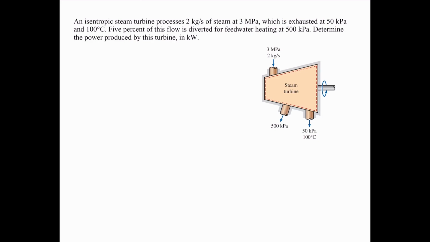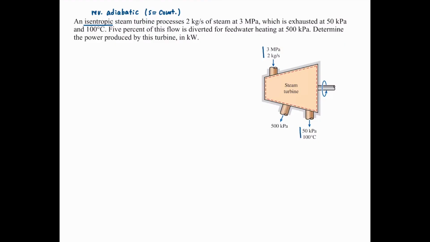An isentropic steam turbine processes 2 kg per second of steam at 3 megapascal. So the keyword here is the isentropic process in the steam turbine, which means a reversible adiabatic process where entropy remains constant during the process. And the inlet to the turbine is given. The steam is exhausted at 50 kilopascal and 100 degrees C. So this is the exit from the turbine.